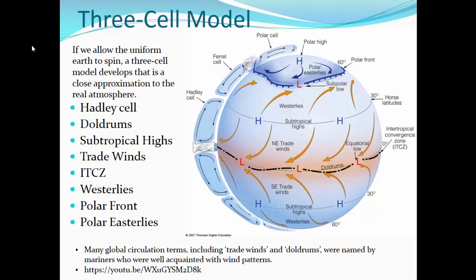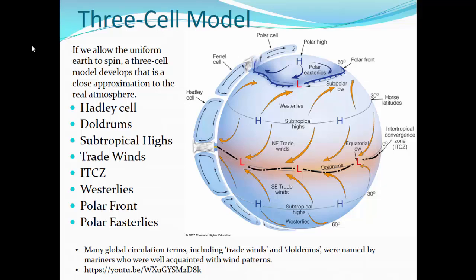Then at the surface, those cells, those convection cells, create winds. The trade winds, which is one of the greatest prevailing winds in the atmosphere. The westerlies, also one of the greatest prevailing winds in the atmosphere. Then the polar easterlies, which aren't nearly as significant.